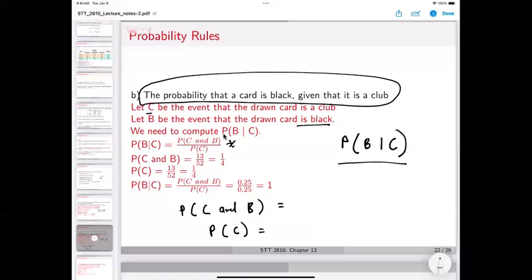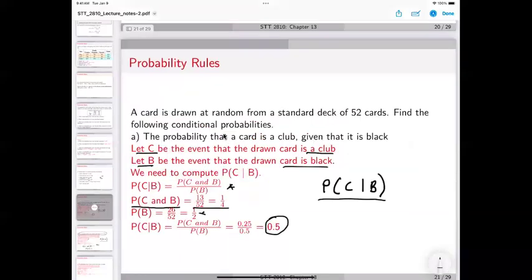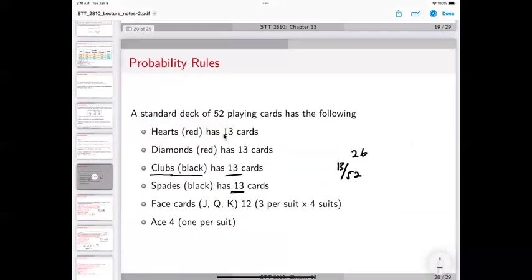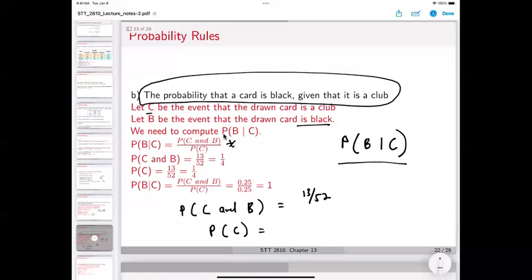So that is going to give us what? 13 over 52. And then the probability that it is club. For the probability that it is club, how many clubs do we have? We have only 13 of them. Is that okay? So that is also 13 over 52. So when you do that, both of them, you are getting 1/4. And then we apply the formula. So that gives us 1.